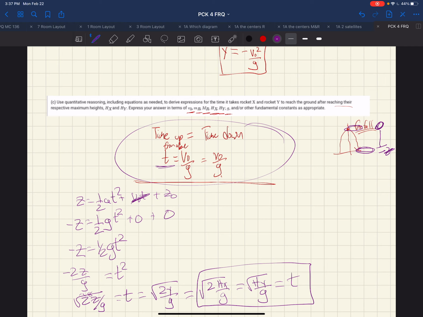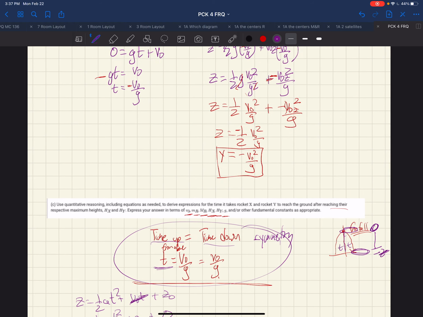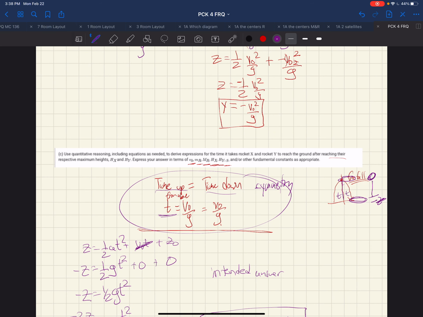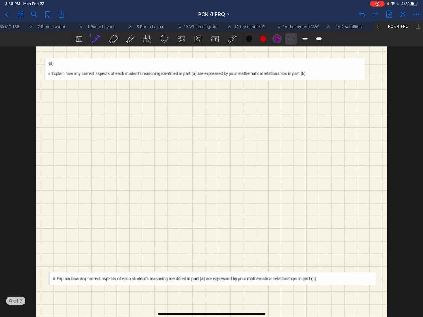And although it's not required, I would explain it like this. The time up equals the time down. Maybe even use the word symmetry. Even having a picture like this, t and t, makes it clear what you're doing, because this was the intended answer. I would never do that. It's just because we arrived at that equation by doing the reverse thing. But in any case, that's how we can get C, and you get full credit and just add the annotations where correct.